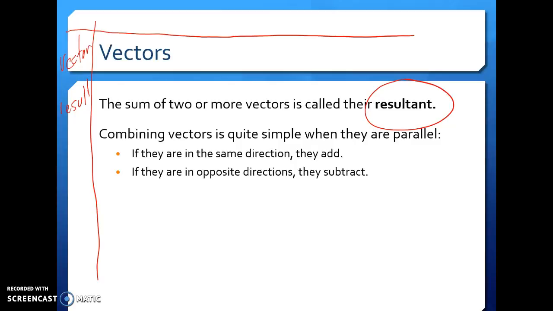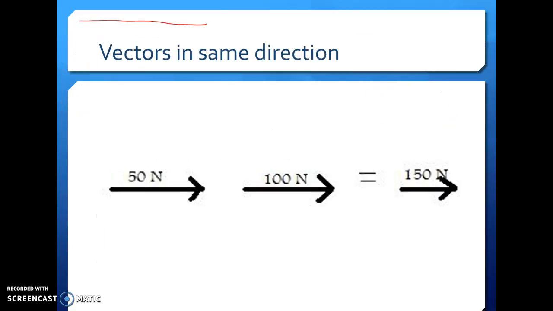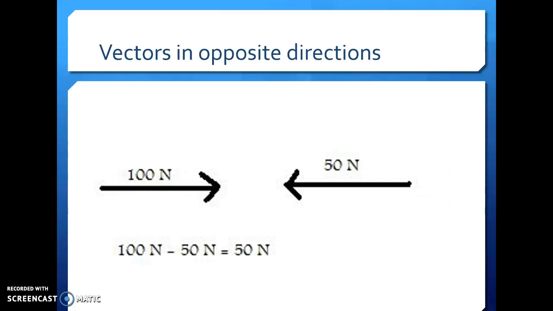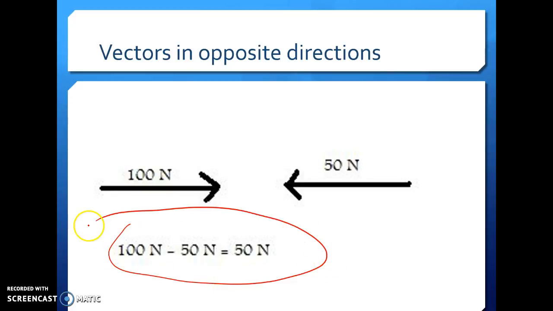Okay, combining vectors is simple when they're parallel. We talked about it. It's adding and subtracting, basic math concepts. You did it with the scaffolding. If two are going to the right, you add them. If they're opposing each other, that's subtraction. 100 minus 50, 50 newtons. Show your work. I will still hold the principle that on tests and material, you'll get more points for showing your work than the right answer.